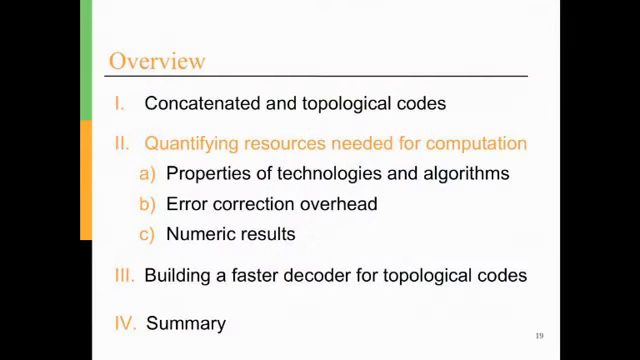So next I'm going to move to the actual resource estimation with the topological and concatenated codes. First I'm going to give a brief overview of the properties of the quantum technologies that we considered as part of the quantum computer science project, and which form the base of this resource estimation. Then I'm going to show you the methodology that I used to quantify the resources needed to perform operations with the error correction codes, and the numeric results.